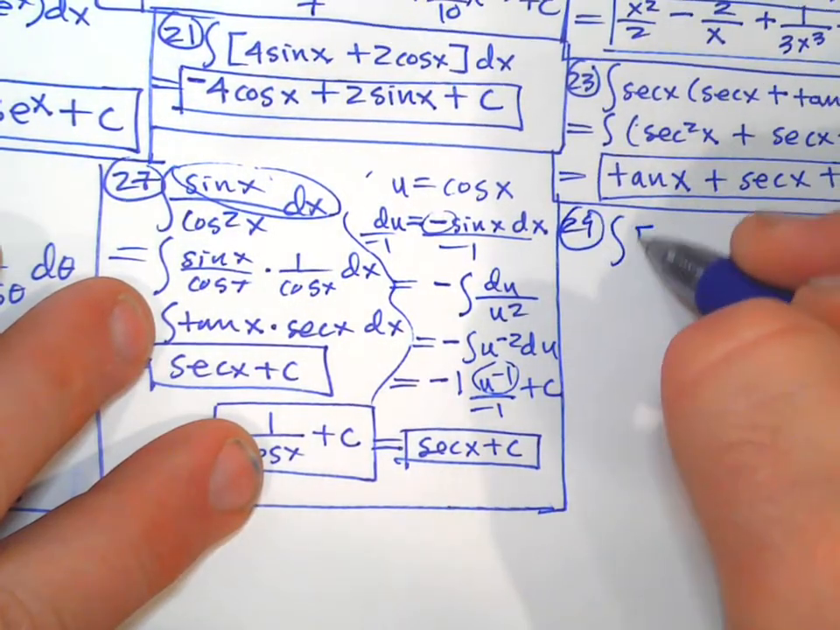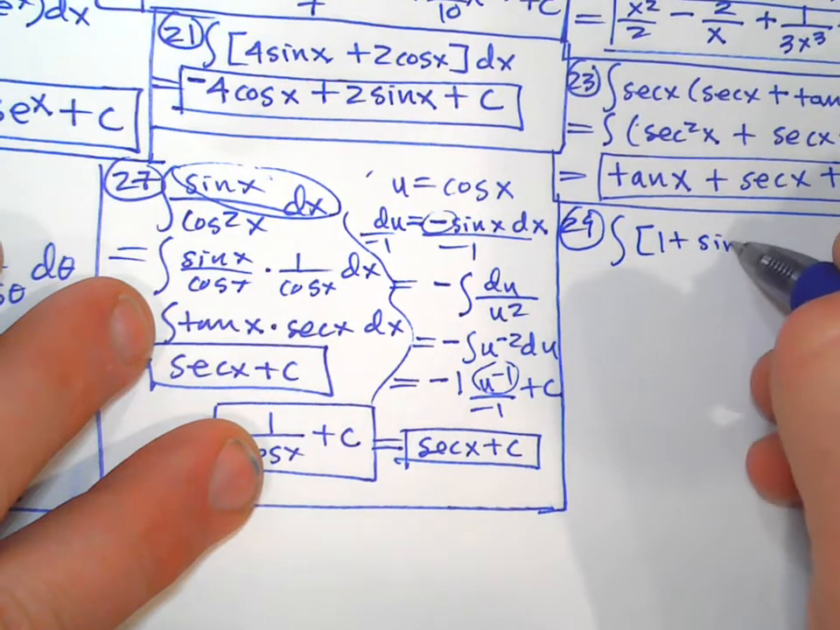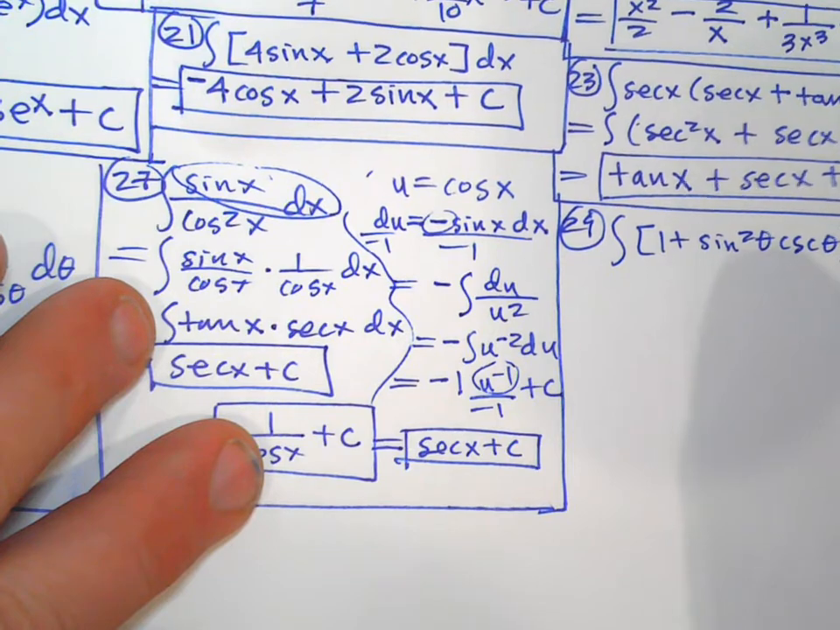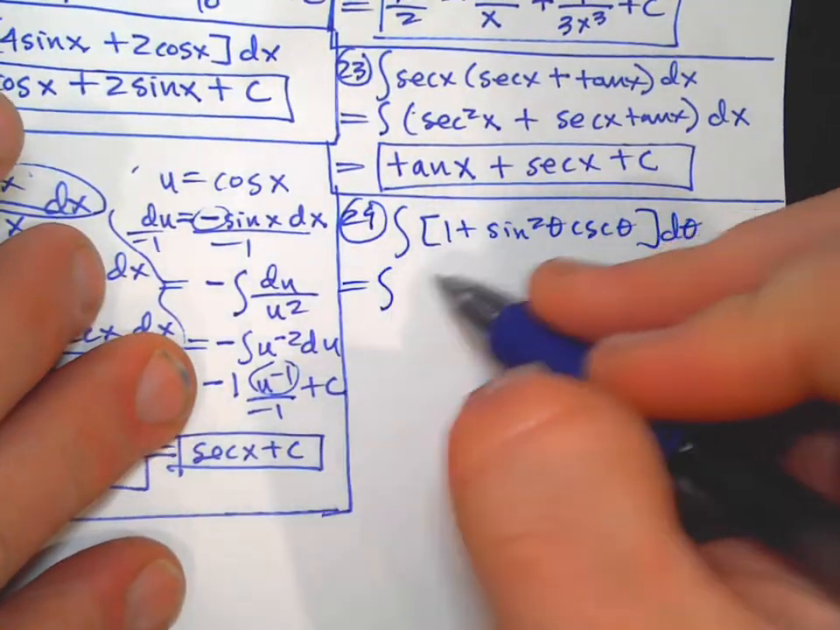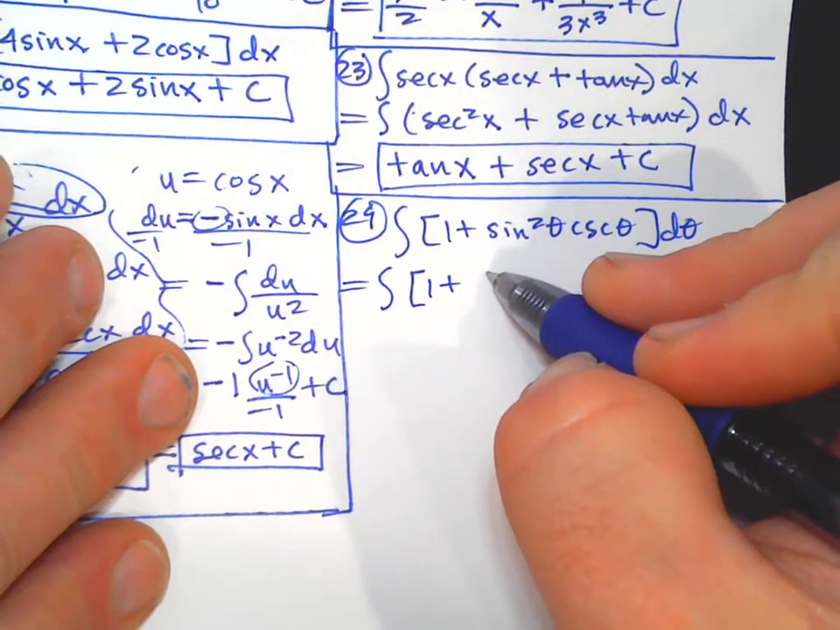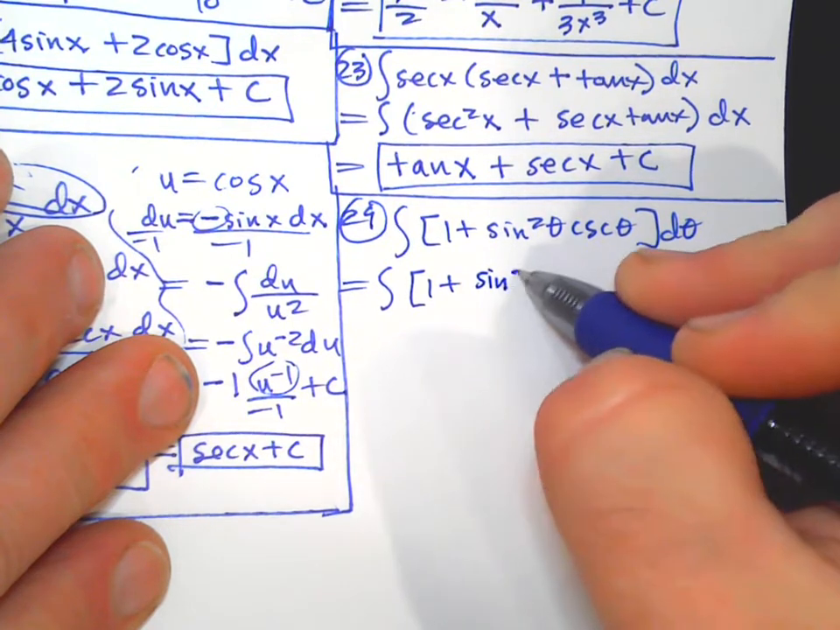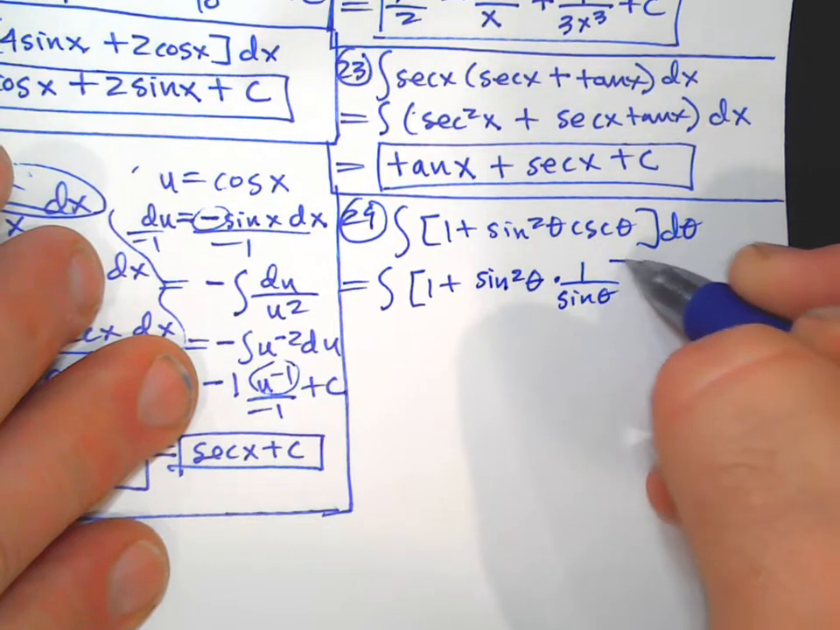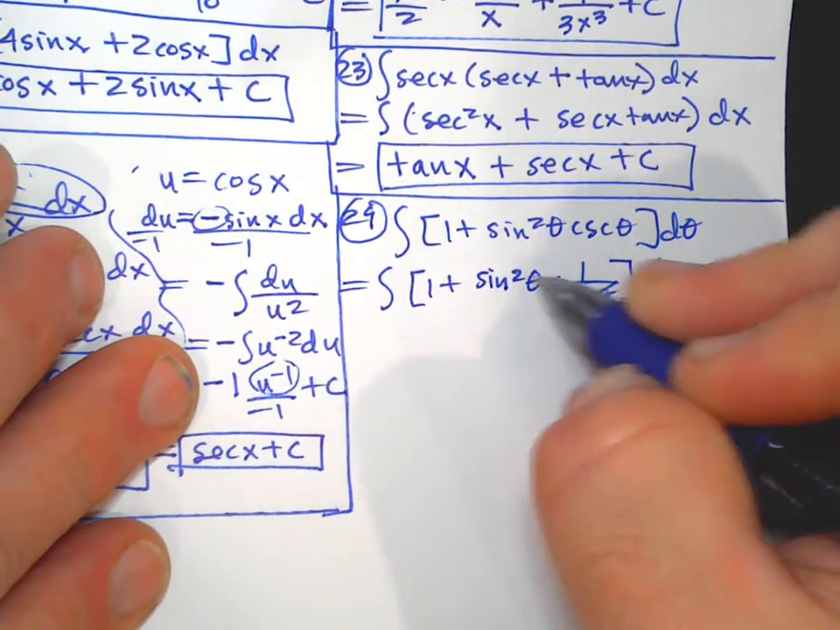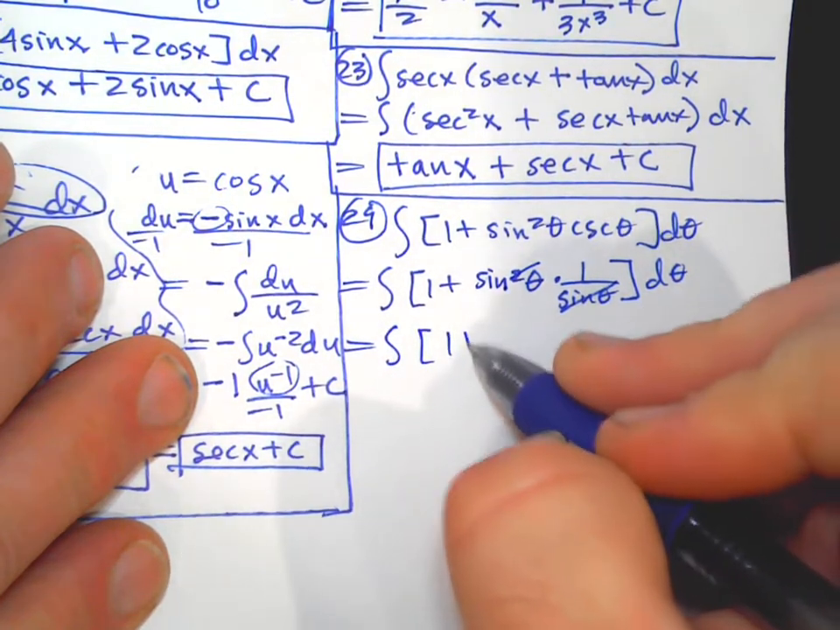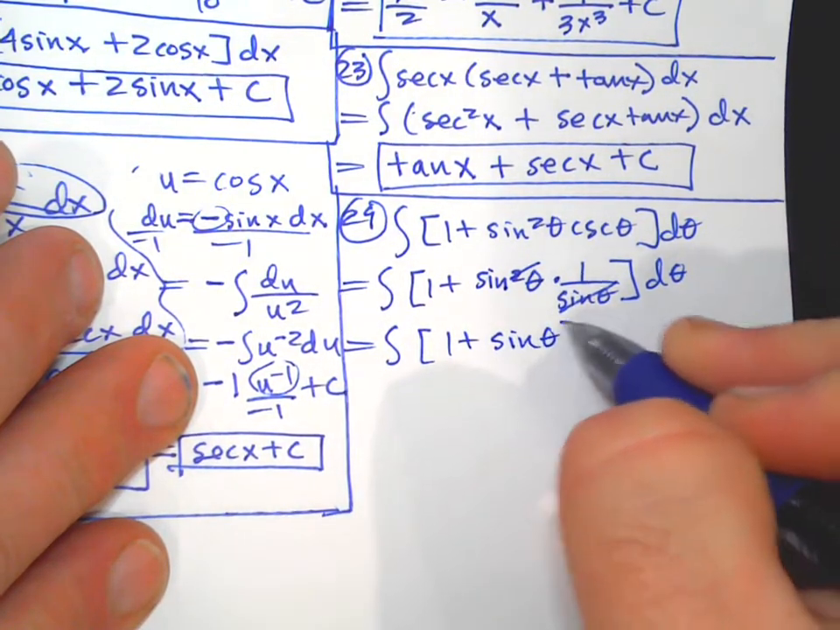Number 29 is the integral of (1 plus sine squared theta) cosecant theta. So this one's kind of looking crazy, so we might consider rewriting it, just trying to clean it up, make it something else that looks more familiar. Cosecant is 1 over sine, right? And then we could totally simplify this, cancel one of the sines out with sine squared on top. So now we have the integral of 1 plus sine theta d theta.